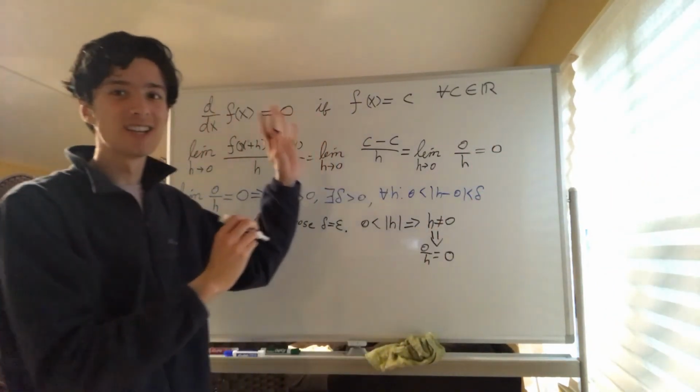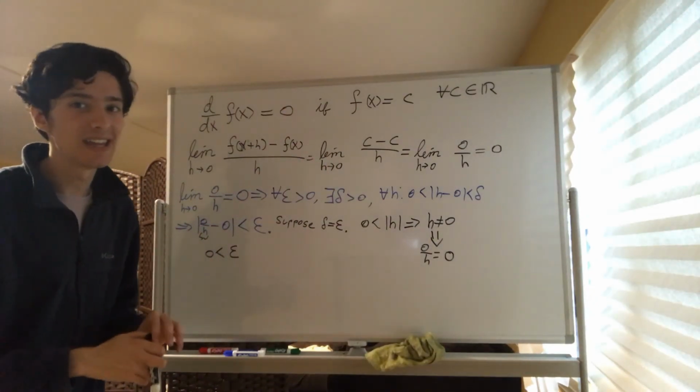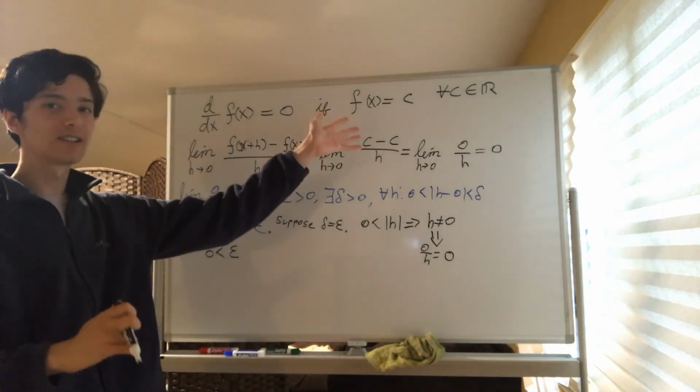Therefore, if our function is a constant, then the derivative of that function at any point x, no matter what that constant is even equal to, must be 0.